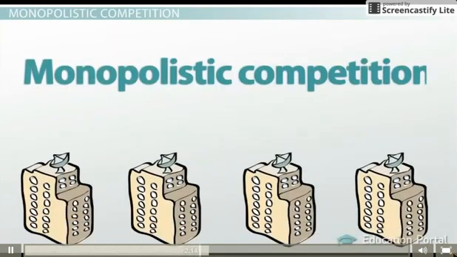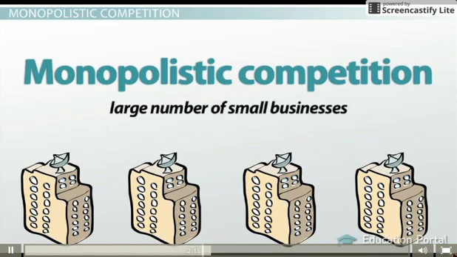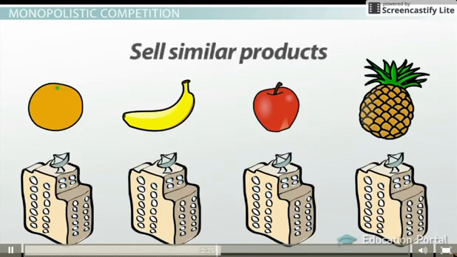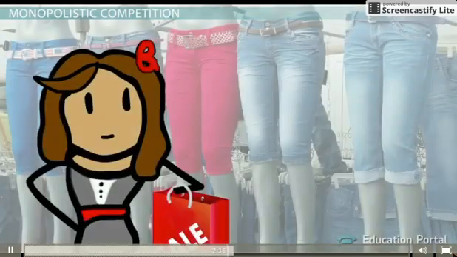In a monopolistic competition, you have a large number of small businesses, just like in a perfectly competitive market. However, in a monopolistic market, businesses don't sell identical products like you find in a perfectly competitive market. Instead, they sell similar products. This means that businesses can compete not only on price, but also on different characteristics of their products. For example, there's a wide variety of clothing from which Kathy can choose.